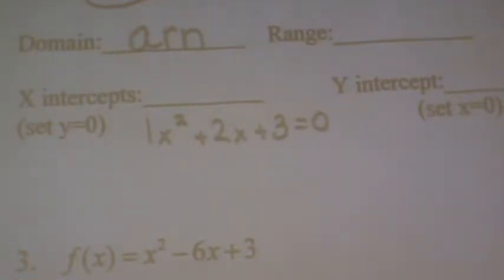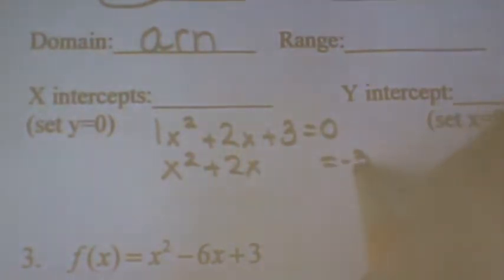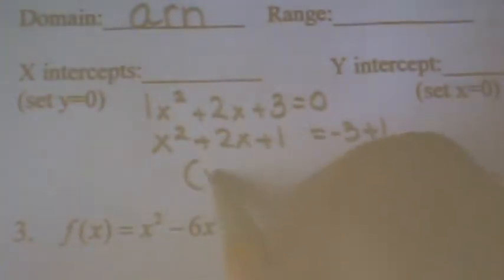How about complete the square? Let's complete the square. Let's bring 3 over, because I can't factor this. I don't know what times what is 3 that adds to be 2. So let's add negative 3 to the other side. What's half of 2? 1. 1 squared is 1. We're going to add 1 to both sides. So you get x plus 1 squared equals negative 2.